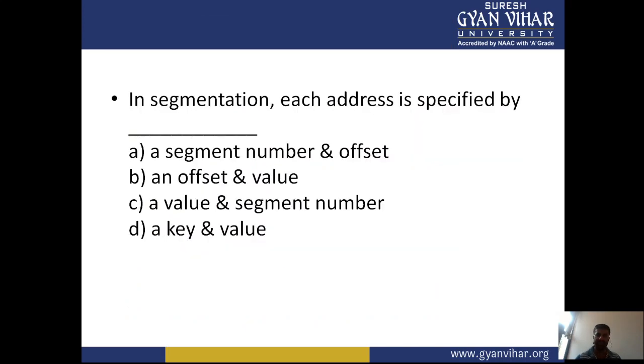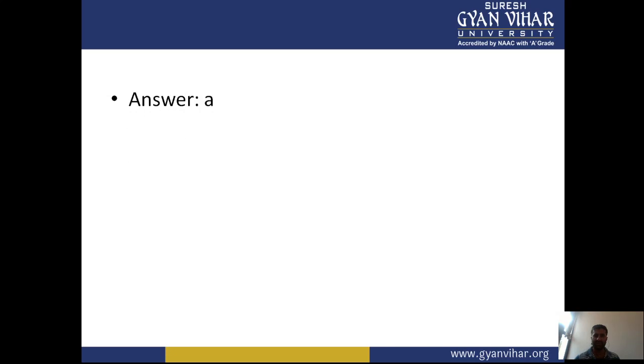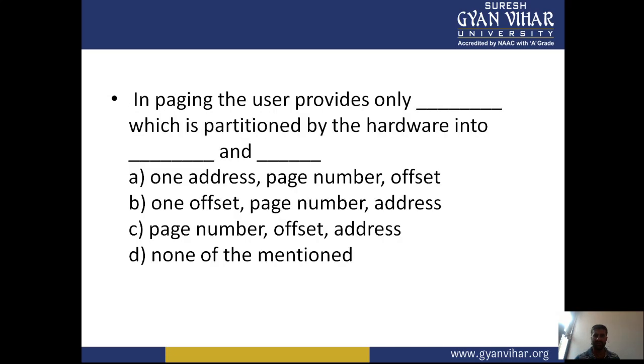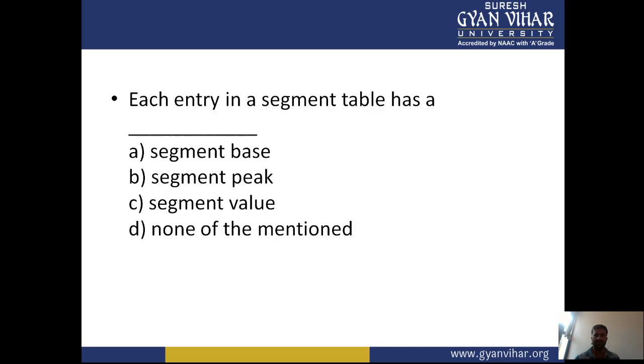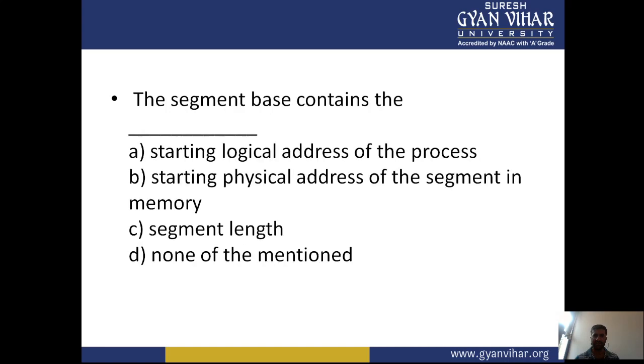So there are certain MCQs on segmentation. Each address is specified by what? A is the right answer, that is the segment number and offset. In paging, the user provides only one address, which is partitioned by the hardware into dash and dash. So A is the right answer: one address, one page offset. Each entry in the segment table has a dash: segment base, segment peak, segment value, none of the above. So A is the right answer, that is the segment base.